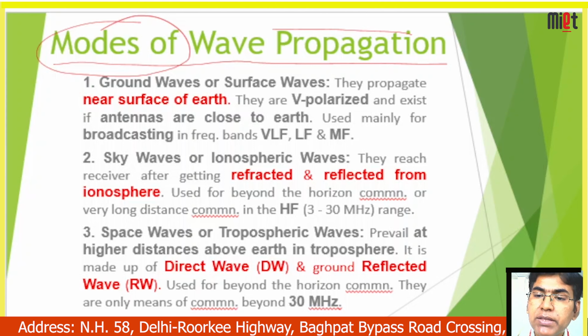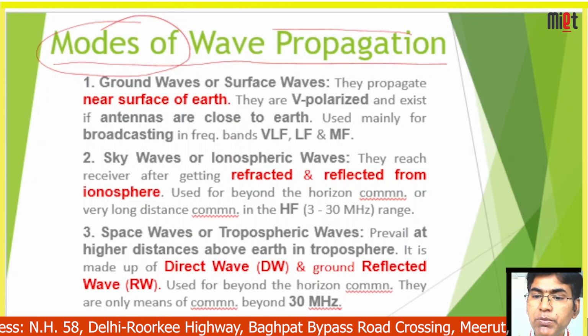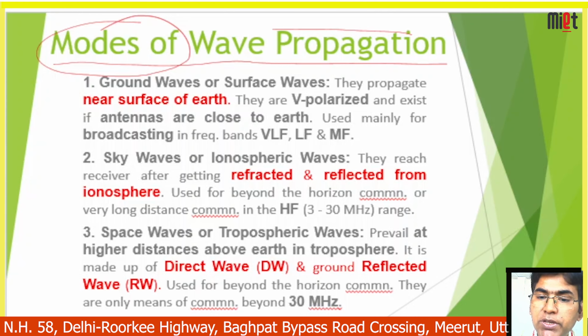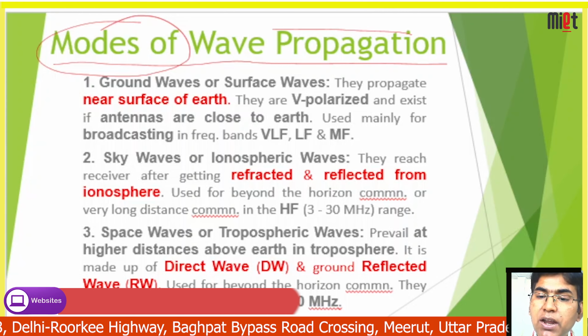Different methods by which an electromagnetic wave travels in space are called modes of wave propagation. These are classified in three categories. Number one is called ground wave propagation.